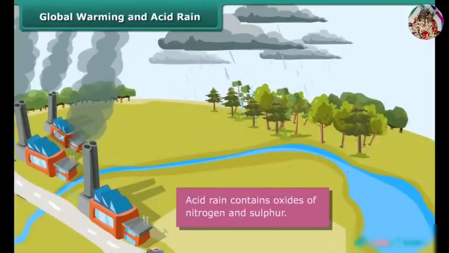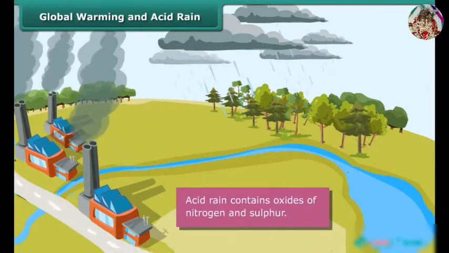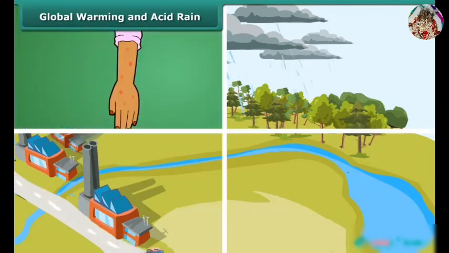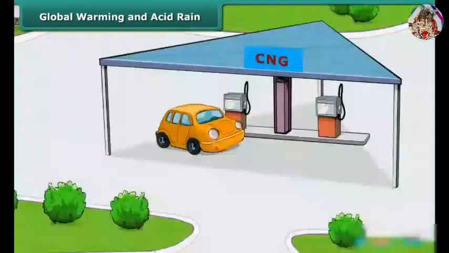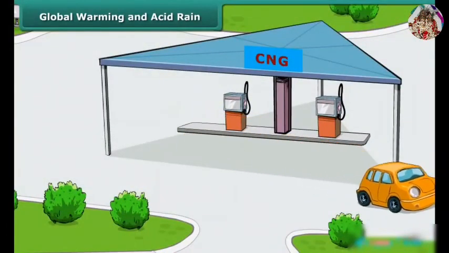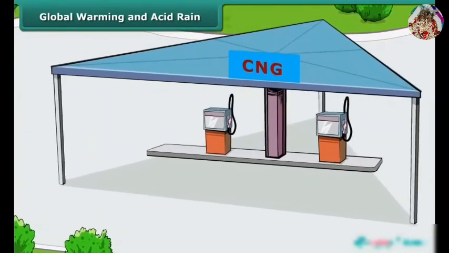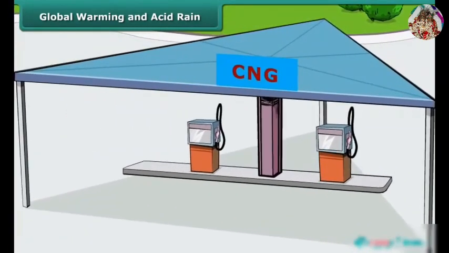Another harmful effect of air pollution is acid rain. Rainwater that contains oxides of sulfur and nitrogen released from the industries and petrol engines in dissolved state, it may cause huge damage to skin, soil, standing crops, and buildings. There are ways we can reduce negative impact on the environment by choosing the right fuel. A great example of this is cars, buses, and auto rickshaws that run on compressed natural gas or CNG instead of petrol. CNG is a much cleaner and cheaper fuel.